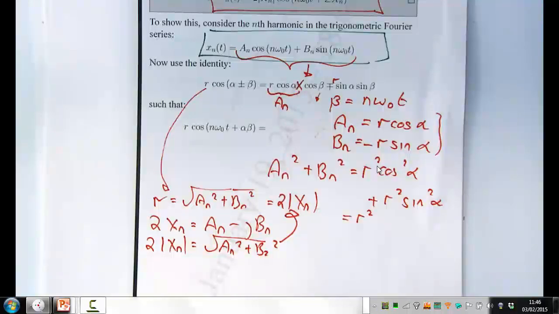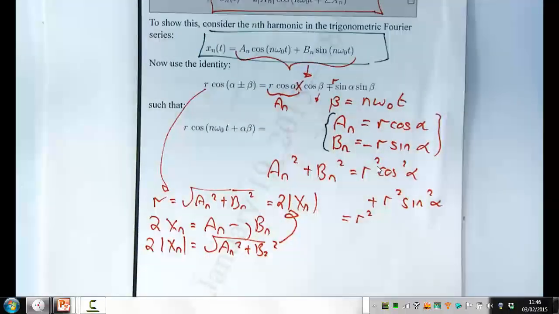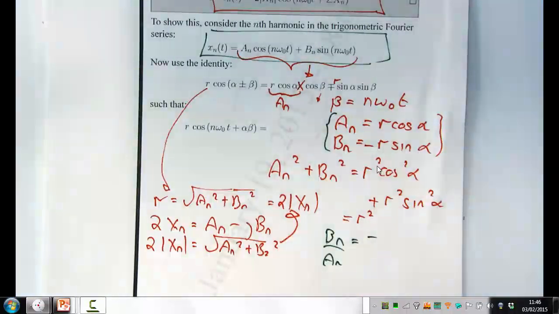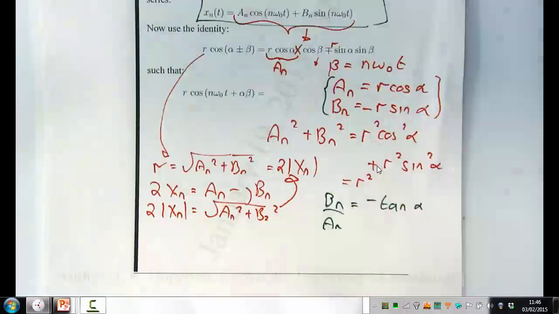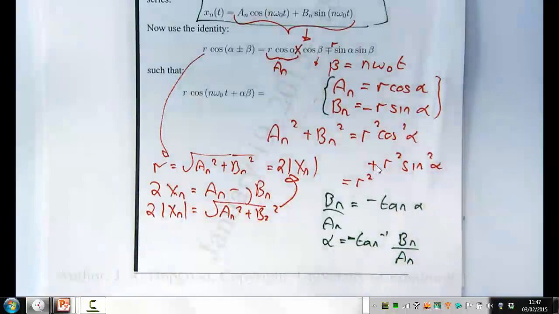So that's got our first part of the identity. And so then the question is, what's the phase alpha? Well, I just go back to these expressions here, and if I divided bn by an, that's equal to minus sine alpha over cos alpha, which is minus tan alpha. So I could take inverse tans of both sides, and I'll get this with a minus sign in front.